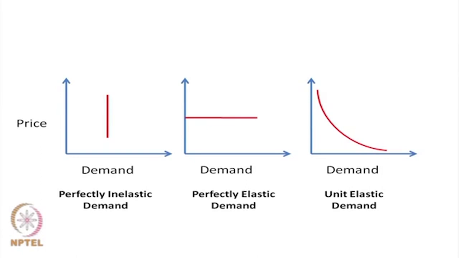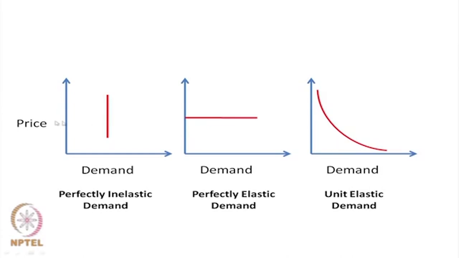Therefore, the total revenue, which is P into Q, remains constant. This is P and this is Q. P, Q remaining constant is basically a rectangular hyperbola case. For this situation, the total revenue will remain constant no matter what the price is set. Price may be made more, in that case demand will fall, so that price into demand is constant, and if price falls, demand is more. The multiplication of price and quantity remains the same.